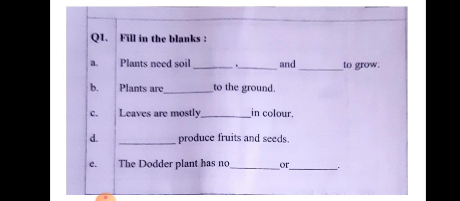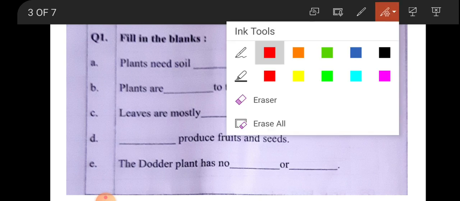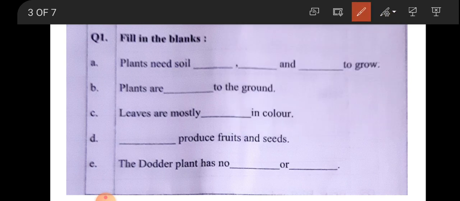Here it is till question number 5. I'll begin now. Question number 1. I'll take the pen. You also take the pen and solve with Sarika teacher. Fill in the blanks. A. Plants need soil. और क्या चाहिए बेटा? Water. W-A-T-E-R. Soil, water.